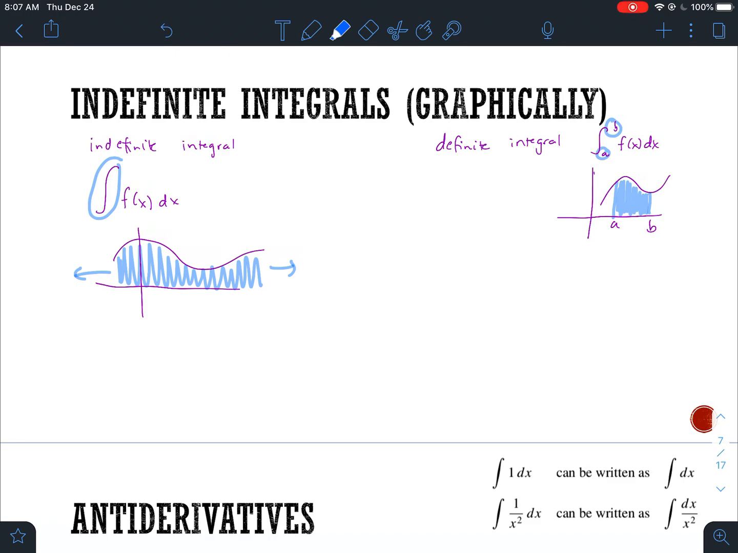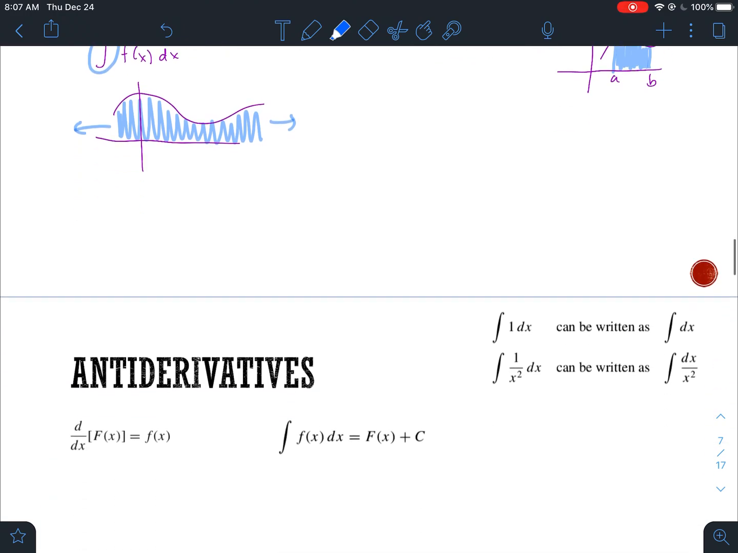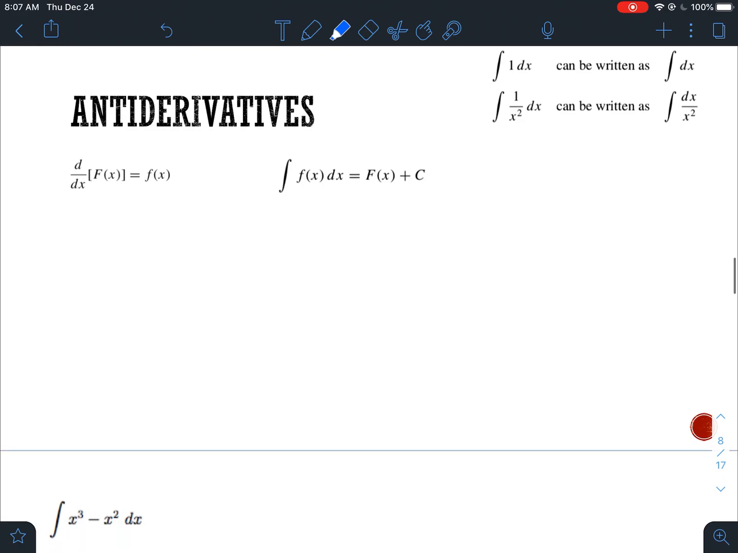So how do we find integrals? Well, we find the antiderivative of each term, and antiderivatives are the inverse of derivatives. So what we need to do is we need to undo the derivative of the inside part of the integral.